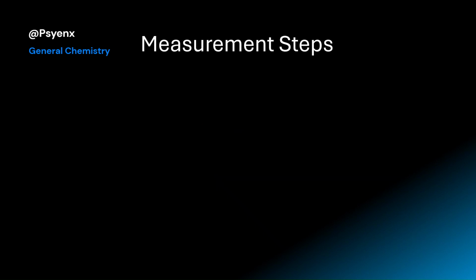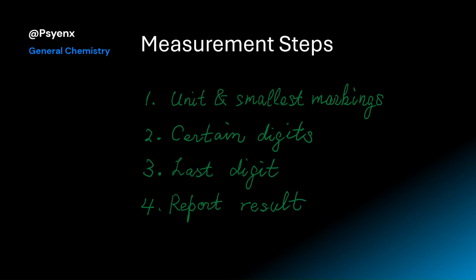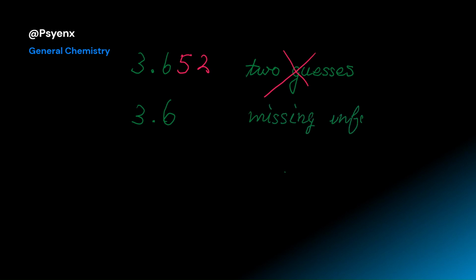In summary, the measurement steps are: 1. Find out the unit and smallest markings in the measuring device. 2. Read certain digits at the last solid line the object overlaps. 3. Estimate one last digit, the uncertain one. 4. Report the measured number. It can be different depending on who did it. Don't get greedy though. You can't report 3.652. That's 2 guesses, and we only get one estimate. If you just report 3.6, you're leaving out information. You must add an estimate after the certain digits.